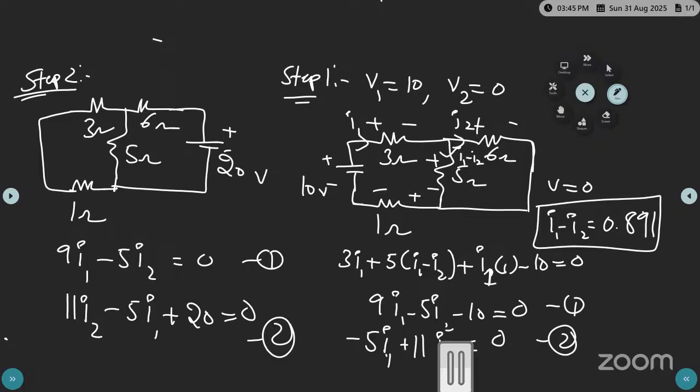Solve these two equations, you will get the answer. Add, this is I1 minus I2, step 1 answer. Step 2 answer, I1 minus I2. Add both equations, that will become the RHS answer. By considering the 10 volt source, what is the current? By considering the 20 volt source, what is the current?